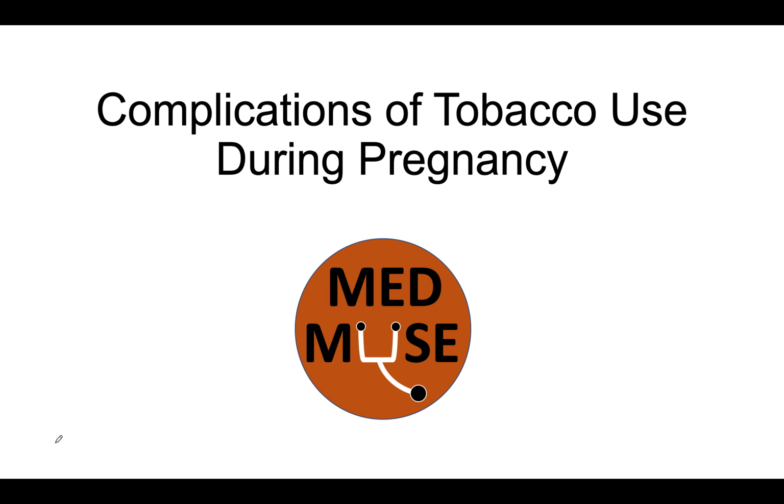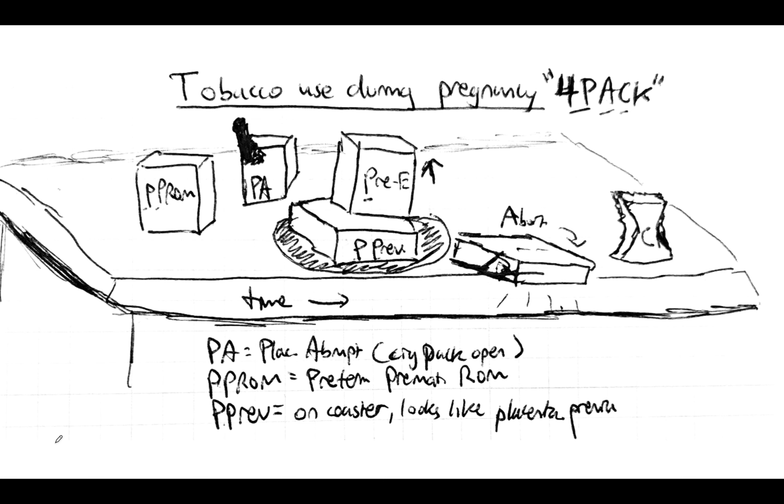Hello. Today we'll be talking about the complications of tobacco use during pregnancy. So the complications of tobacco use can be divided into obstetric, or those that affect mom, and neonatal, or those that affect baby. So the mnemonic we'll be using today is 4-pack.